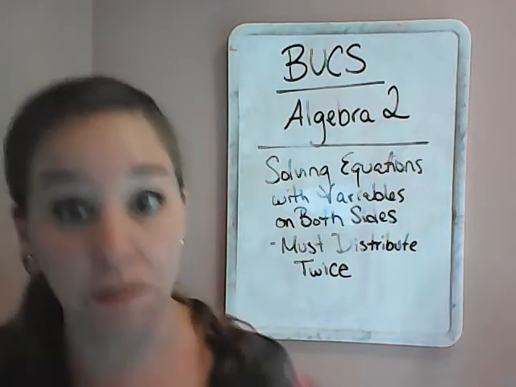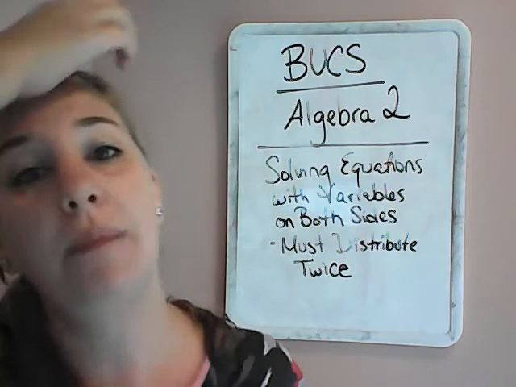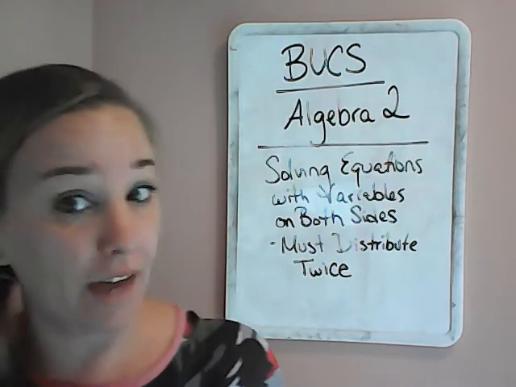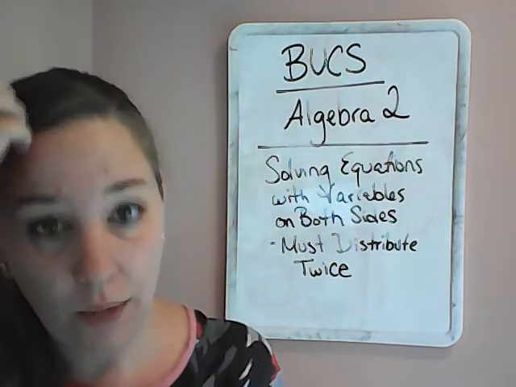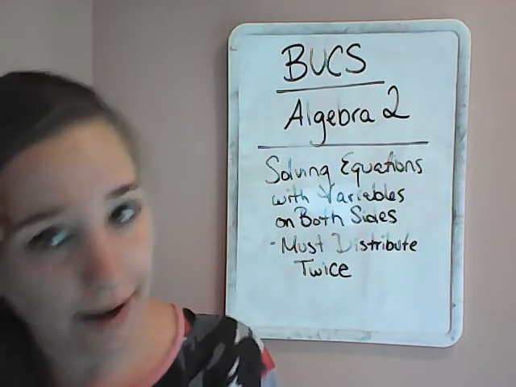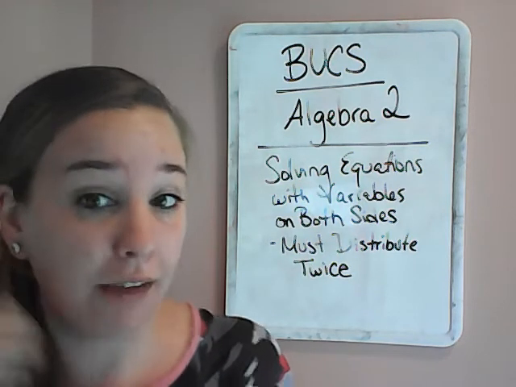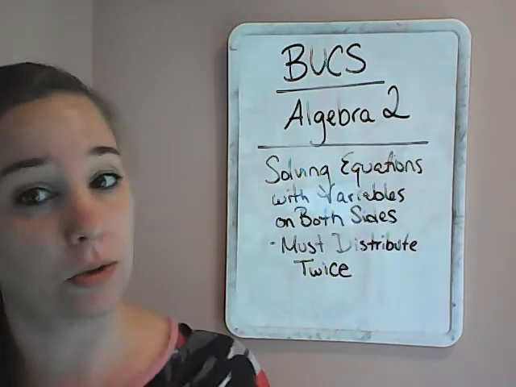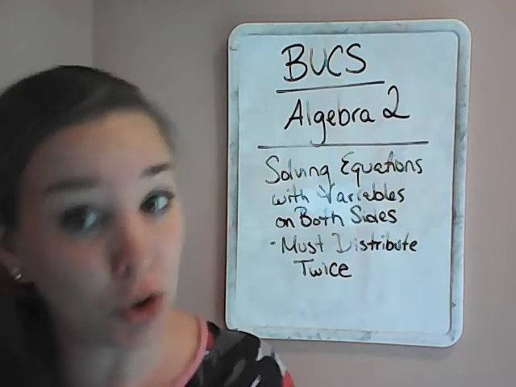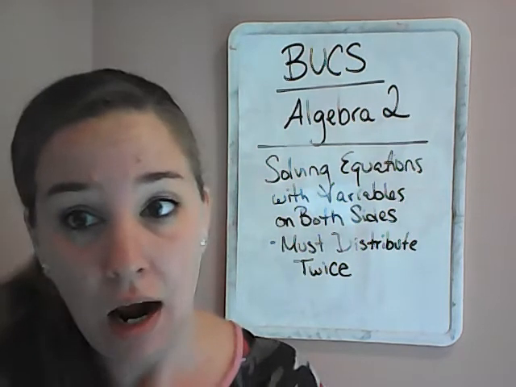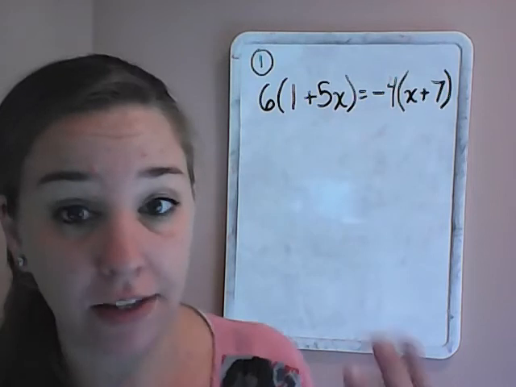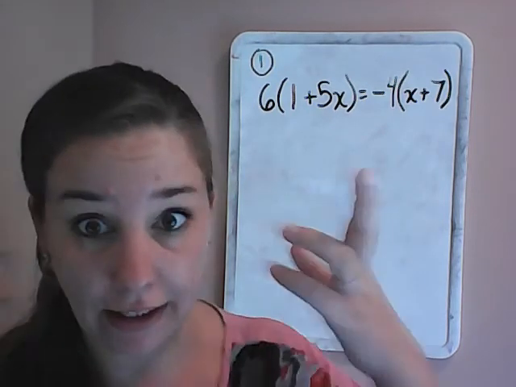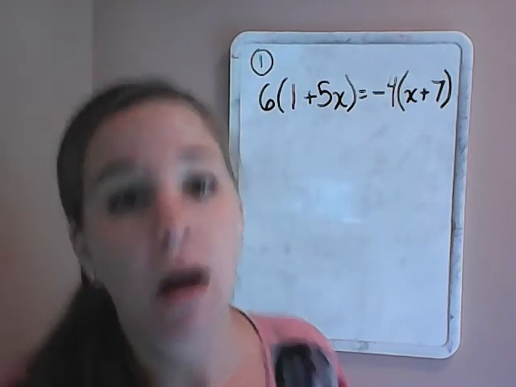So we're gonna just build on what we've been doing. This week we are going to focus on solving equations where you have variables on both sides, which we were doing, and we're going to have to distribute, which we were also doing, but now you're going to have two sets of parentheses. Okay, so it's the same idea. We're still using distributive property.